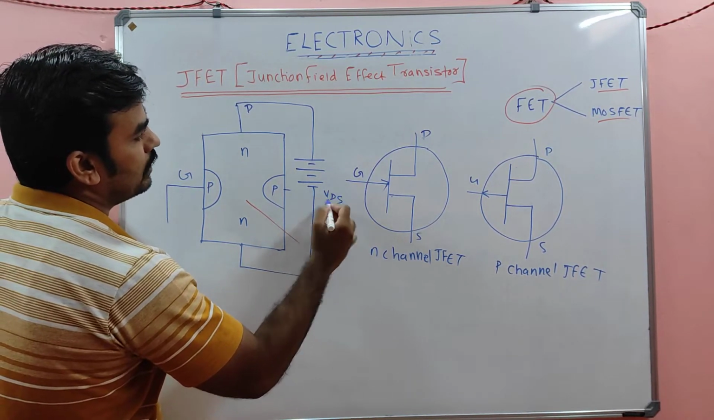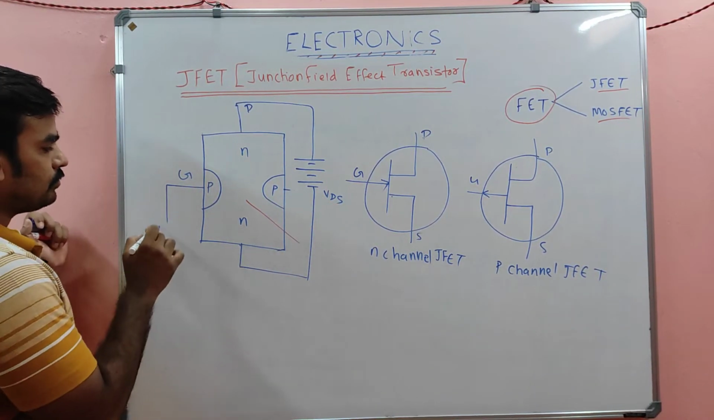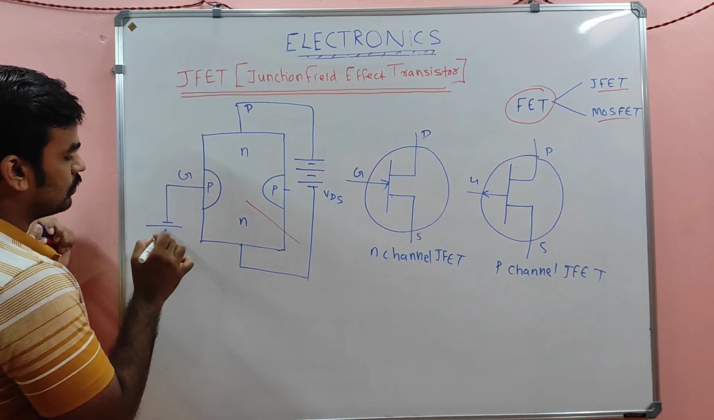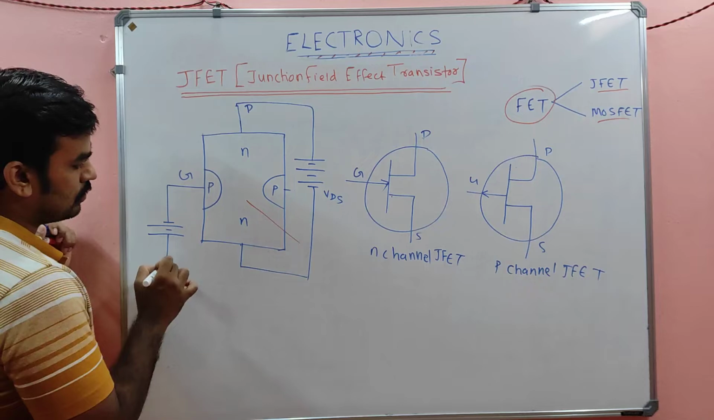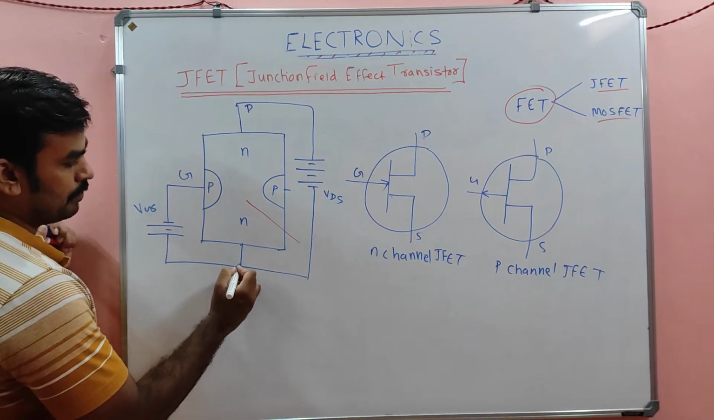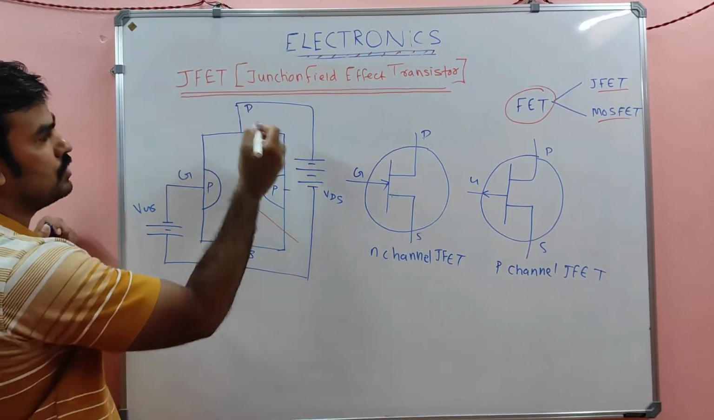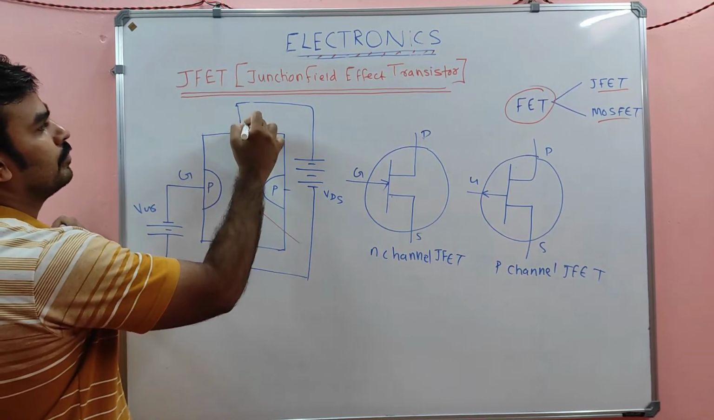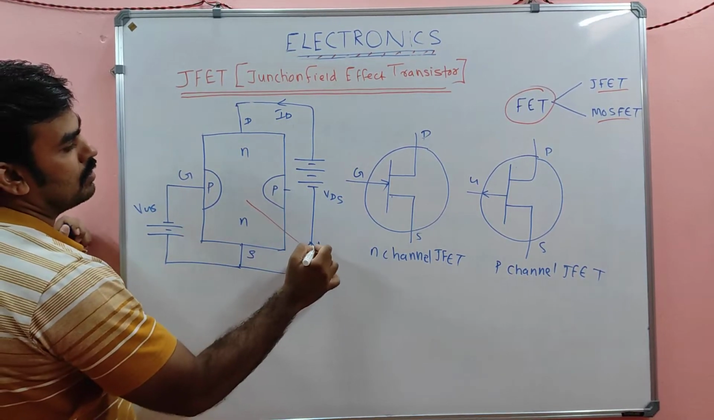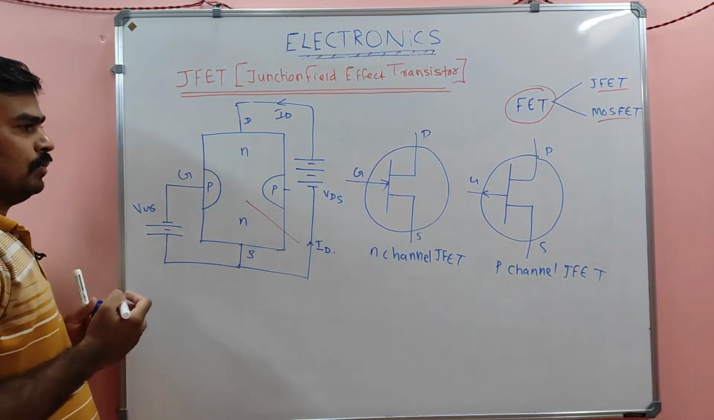This is VDS and this is VGS. This is source and this is drain. That's all. And this is ID. Listen, my dear.